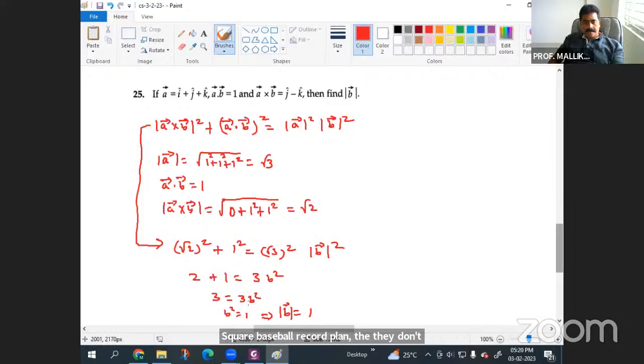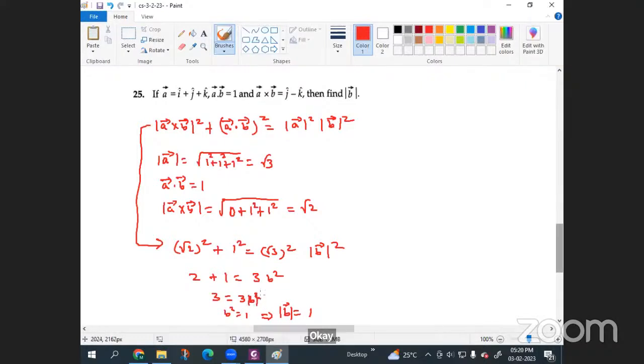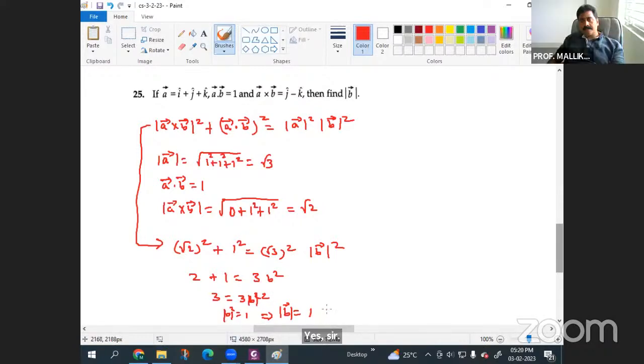Okay. Yes or no? Yes, sir. Right, mod of B equals 1. That's it. It's a very good question, and the proof is very simple.